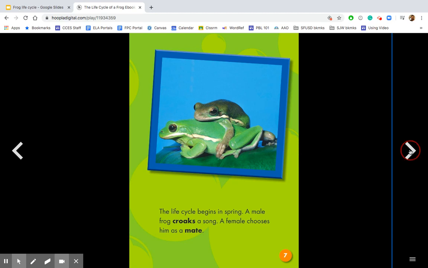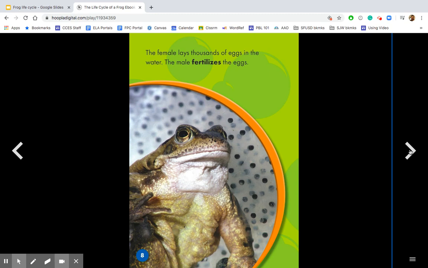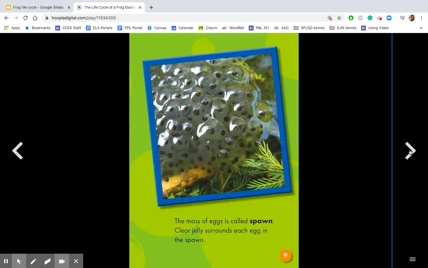You need a male frog and a female frog. The female lays thousands of eggs in the water. The male fertilizes the eggs. The mass of eggs is called spawn. Clear jelly surrounds each egg in the spawn.